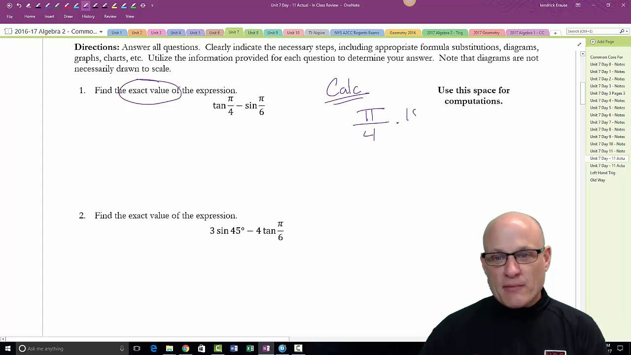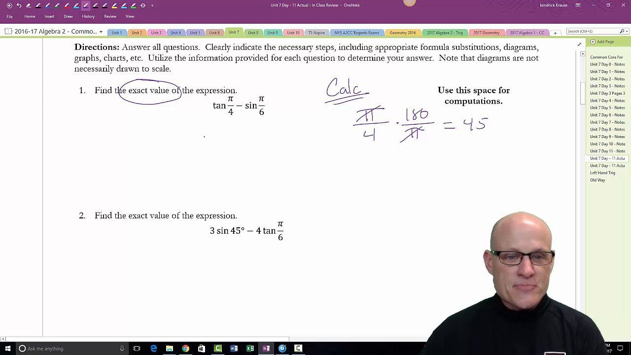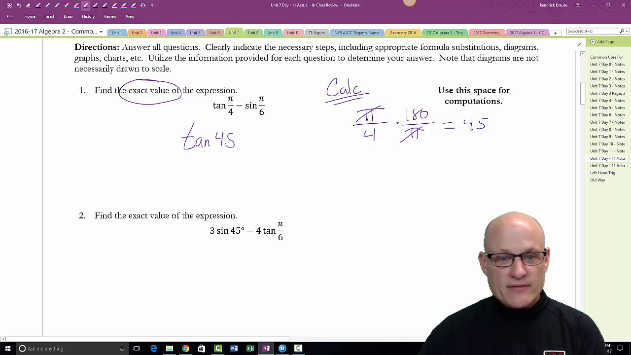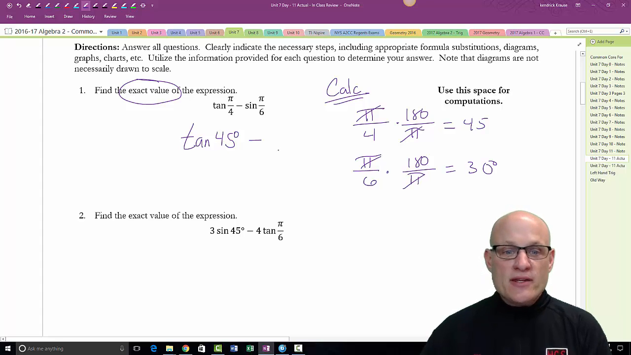Remember, that's multiplying by 180 over pi. The pi's cancel, and I get 45 degrees. Okay, so this is the tangent of 45 degrees minus pi over 6. Okay, let's convert from pi over 6 times 180 over pi. The pi's cancel, and I end up with 30 degrees. Now, this is now the sine of 30 degrees.